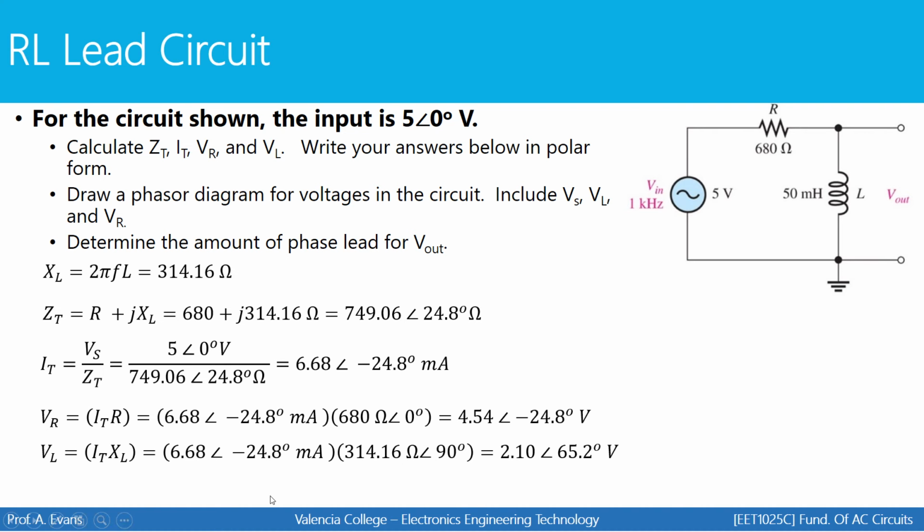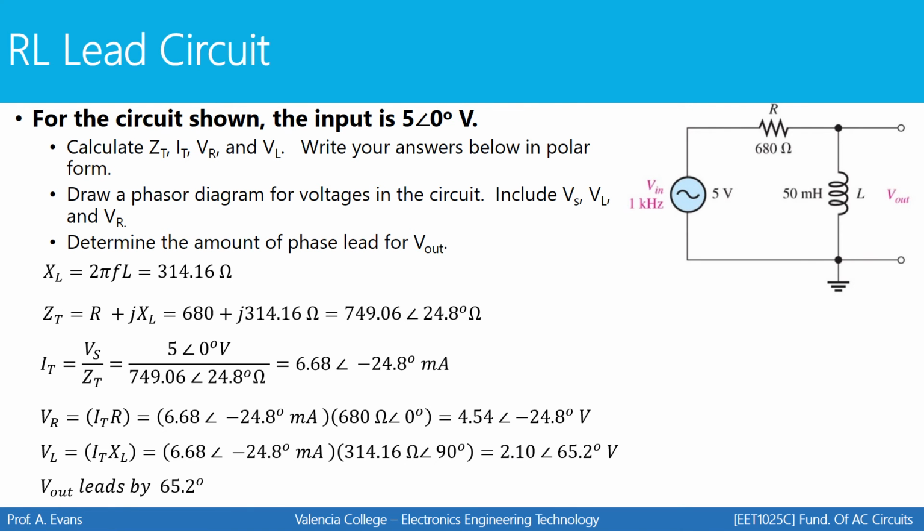So now we have our inductive reactance written in polar form multiplied by the total current in the circuit to give you the voltage for the inductor. So we can see that the output voltage leads by 65.2 degrees. Remember, our output voltage is the voltage taken across the inductor. The voltage across the inductor is 2.1 at an angle of positive 65.2 degrees. That means this leads by 65.2 degrees. That's why this is called a lead circuit.